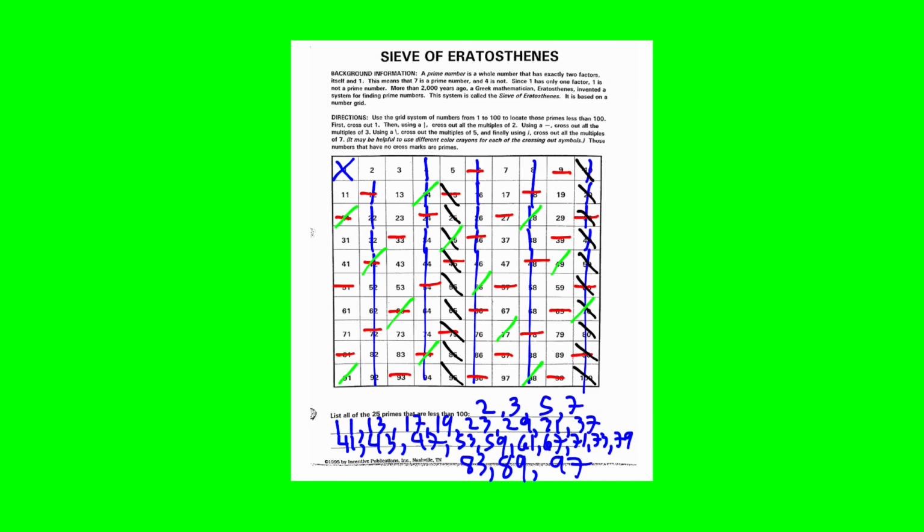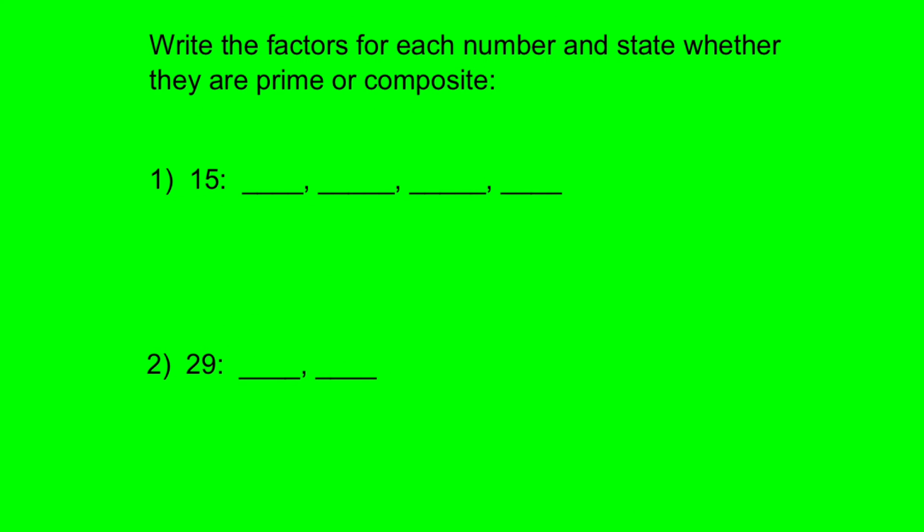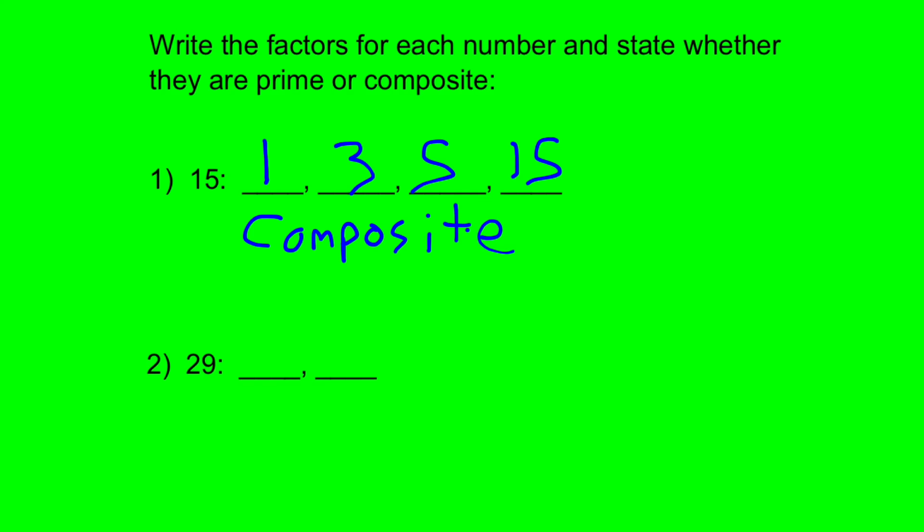The next thing we did today is we just talked about whether these numbers are prime or composite. So write the factors for each number and state whether they are prime or composite. So 15, we would have 1 times 15, 3 times 5, and since it has more than 2 factors, it is composite. Whereas 1 times 29 are the only factors for 29, so it is prime.